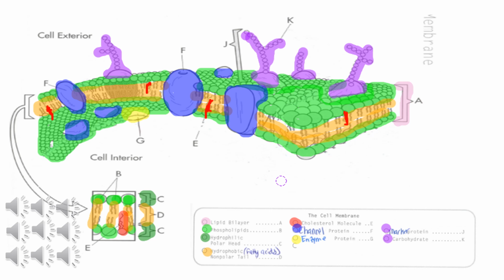Let's start with item A. Item A on your key is labeled the lipid bilayer. On the right-hand side of your image, you will notice that there is a little bracket labeled A. You're going to color that a light pink or light purple color to indicate that this whole thing within the entire bracket is the lipid bilayer.